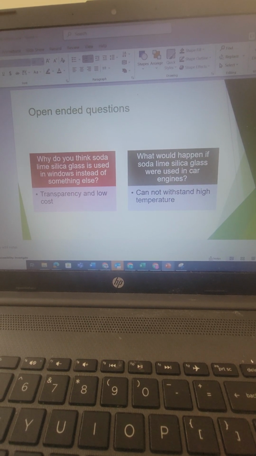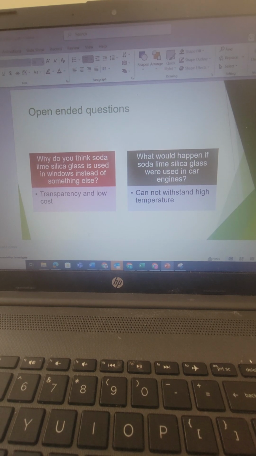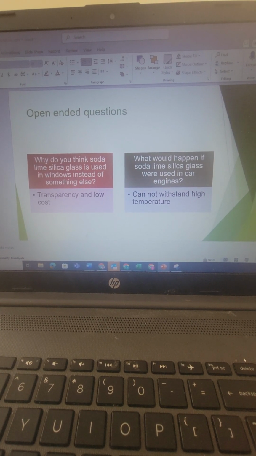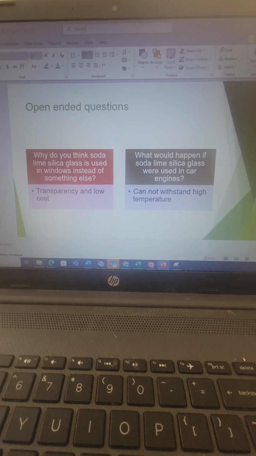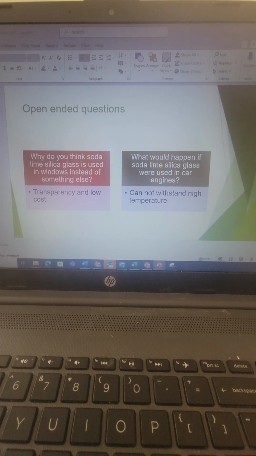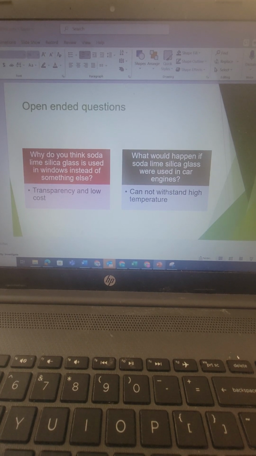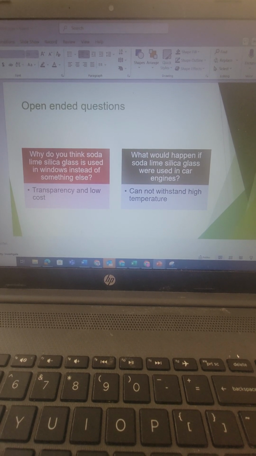And the last part of the question I want to ask you is, why do you think soda lime silica glass is used in windows instead of something else? Can you think of something? And what would happen if soda lime silica glass were used in car engines?